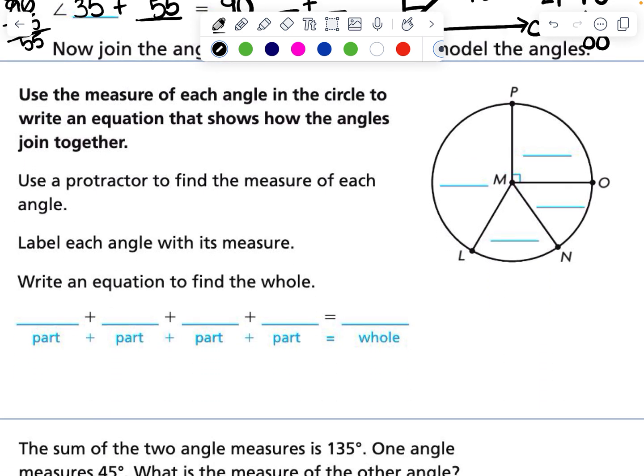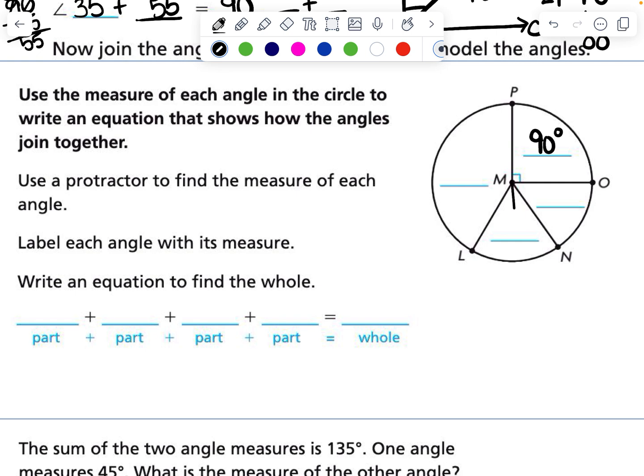Joining them together or taking them apart should not change the angle measures. If we use the measures in each of these parts of a circle, we're going to use our protractor to find the distance of each of those angles. One angle I know for sure is a 90-degree angle.